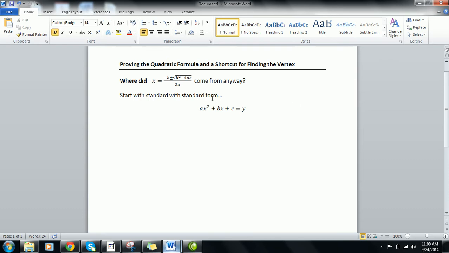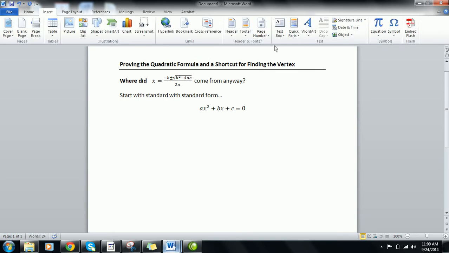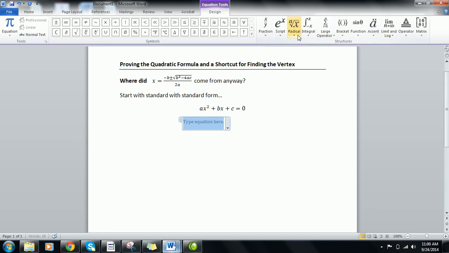What I'm going to do is first start with standard form of a quadratic. So you have your ax squared plus bx plus c equals some y. And I'm going to find the zeros, right? To do so, I'm going to complete the square. In order to complete the square, I want to get rid of that c first. So I'm going to go through the completing the square process.